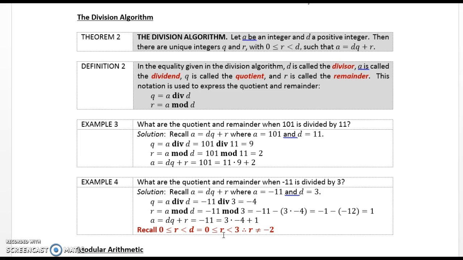Definition 2. In the equality given in the division algorithm, d is called the divisor, a is called the dividend, q is called the quotient, and r is called the remainder. This notation is used to express the quotient and remainder: q is equal to a div d, and r is equal to a mod d.